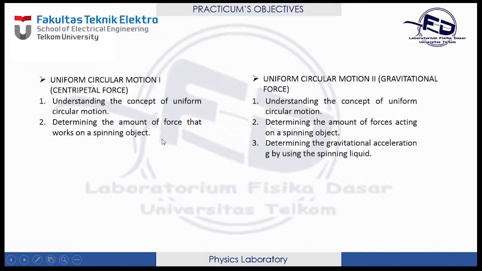The second one, uniform circular motion 2, has the following objectives. 1. Understanding the concept of uniform circular motion. 2. Determining the amount of forces acting on a spinning object. It seems just like the first one, right? The uniform circular motion 1. But the difference is on the third point, which is determining the gravitational acceleration g by using the spinning liquid.